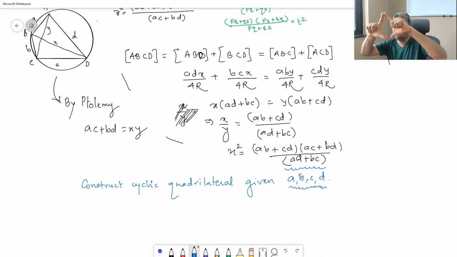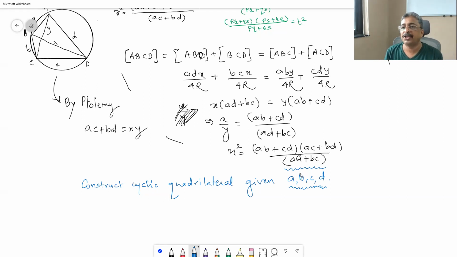Because suppose four sides are given to me, you can make a quadrilateral like this, and by keeping all four sides same, you can change the shape. There could be infinitely many quadrilaterals with the same four sides by changing the angles between them. And hence it is not sufficient information.